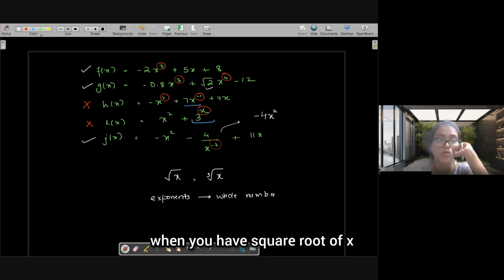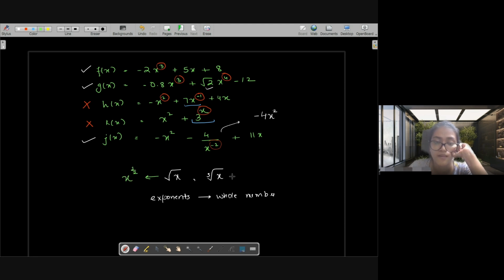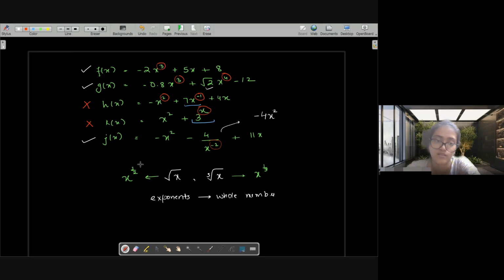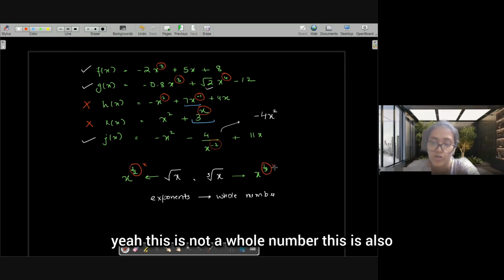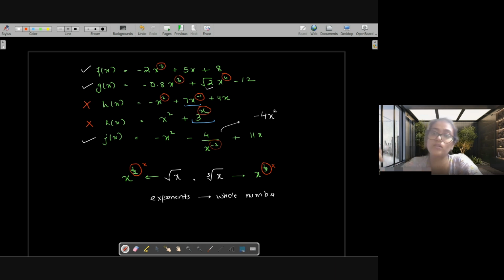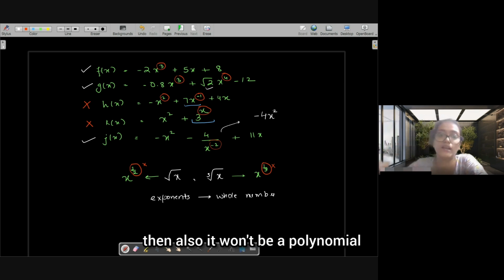Now, when you have square root of x, that's a radical. This is x raised to 1/2. This is x raised to 1/3. Okay, and 1/2 and 1/3, they are not whole numbers, right? This is not a whole number. This is also not a whole number. So if you see the variable under a root, square root, cube root, fourth root, fifth root, then also it won't be a polynomial.